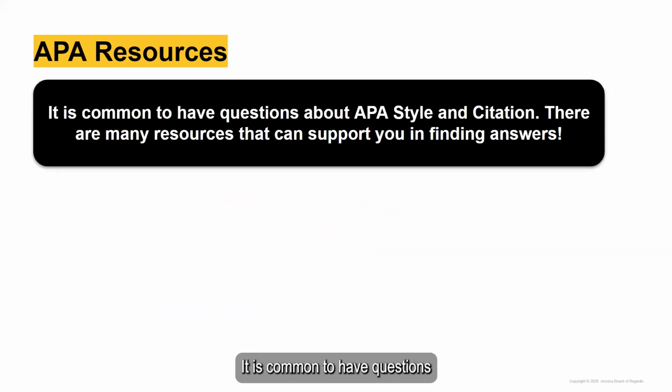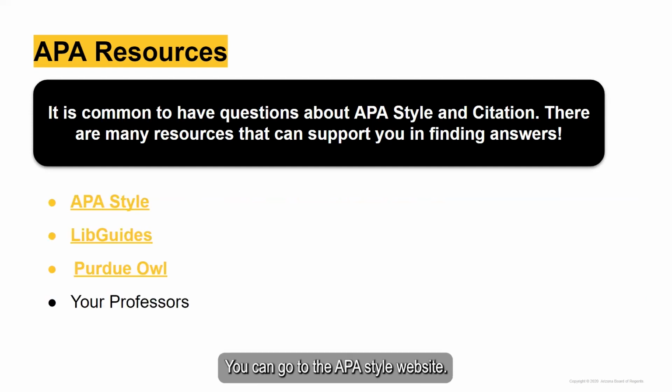It is common to have questions about APA style and citation. There are many resources that can support you in finding answers. You can go to the APA style website, you can use the ASU Library LibGuides on APA 7th edition, or you can reference Purdue OWL, the online writing lab that has many resources about APA 7th edition. You can also talk with your professors. They will likely have experience writing in these citation styles, either professionally or as a student themselves.